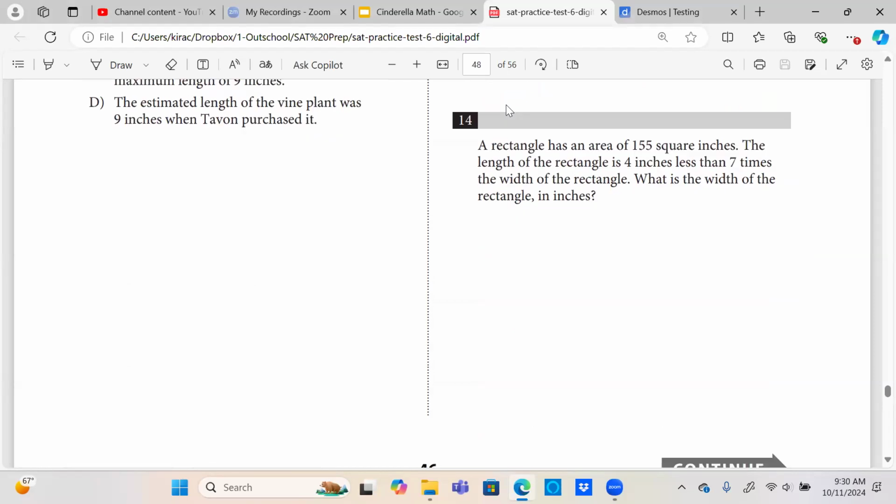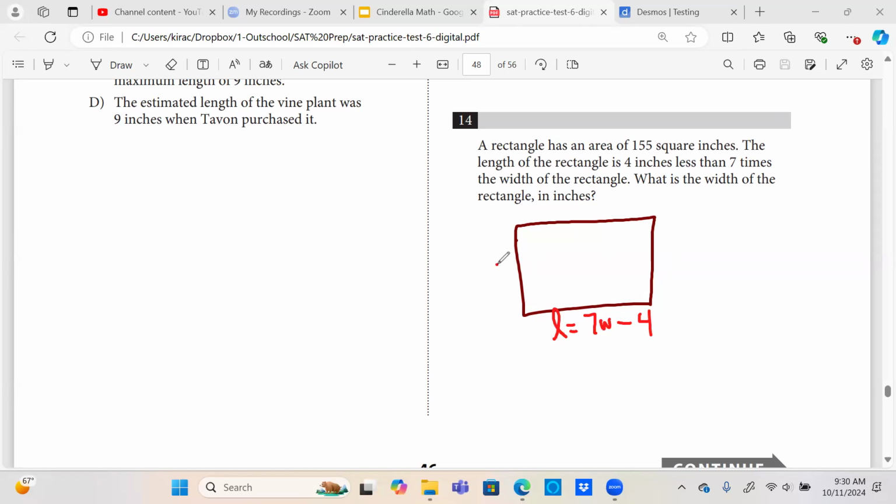All right, 14. A rectangle has an area of 155 square inches. The length of the rectangle, so let's let this be length, I do a cursive L so it doesn't look like a 1, is 4 inches less, so we're going to have a minus and a 4 in the back, than 7 times the width. 7 width. We don't know the width. And then we know the length is 4 less than 7 times the width. Okay, and the area is 155.